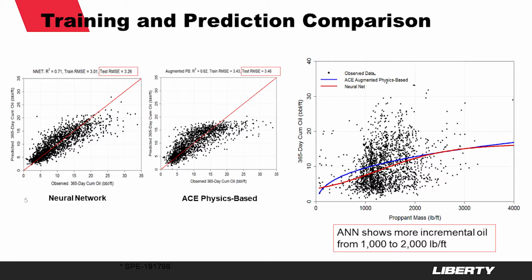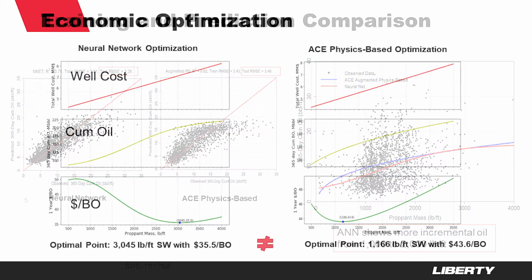The blue curve shows continuously decreasing or diminishing returns in the prediction, whereas the red neural network curve shows a steeper incline between 1,000 and 2,000 pounds per foot. That's an indication you're getting more incremental oil per incremental proppant mass. That has important implications for the economic optimization, which you see here.